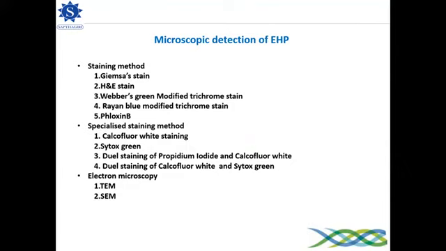Coming to detection of EHP, different staining methods can be used, like Giemsa stain, H&E stain, hematoxylin, Weber's modified trichrome stain, Ryan blue trichrome stain, phloxine B, and some specialized staining methods like calcofluor white staining, SYTOX stain, propidium iodide, and calcofluor white stain to identify the viability of the spores, and electron microscopy with TEM and SEM.